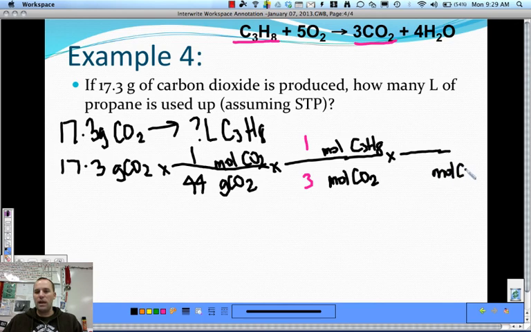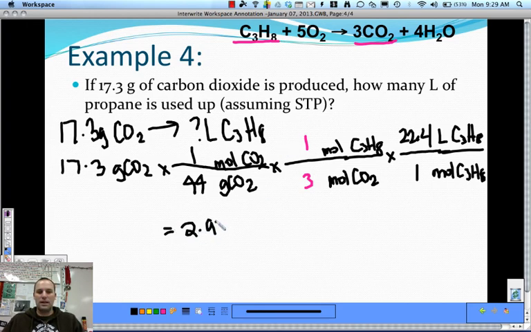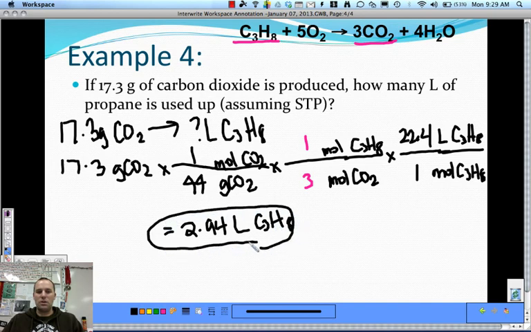Now I'm in moles of propane, and since it said STP, I have a way of converting to liters of propane. 1 mole is equal to 22.4 liters of propane. Practice makes perfect. So we've gotten to our unit that we wanted to get to. 17.3 times 22.4 divided by 44 divided by 3 gives us 2.94 liters of propane that are used up if you get that much oxygen produced. Or sorry, carbon dioxide produced. Okay, that's it. Piece of cake.